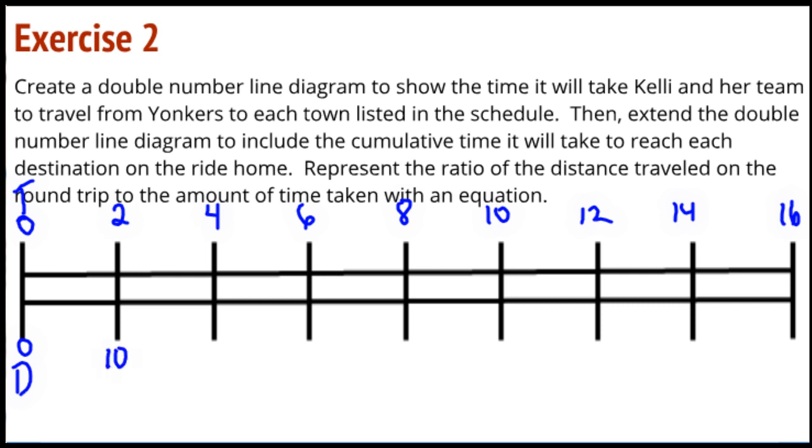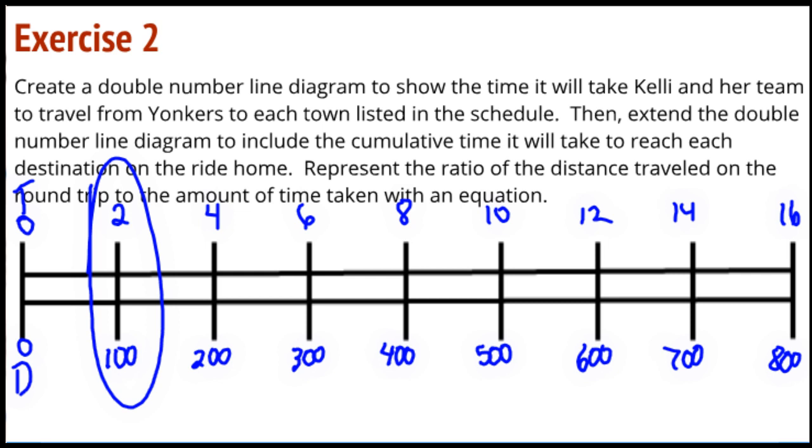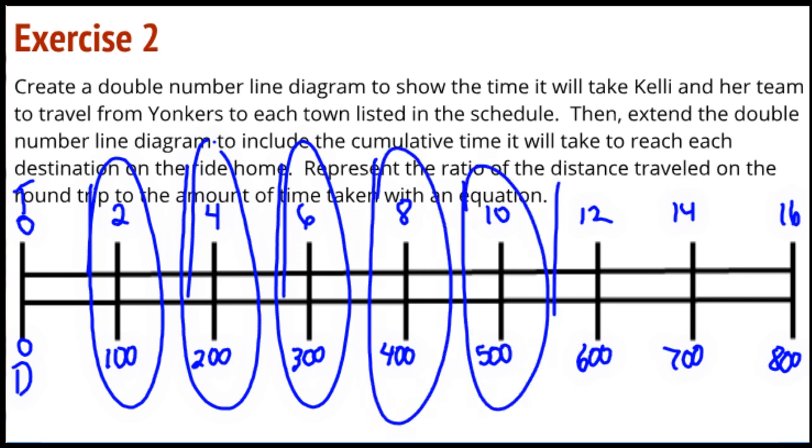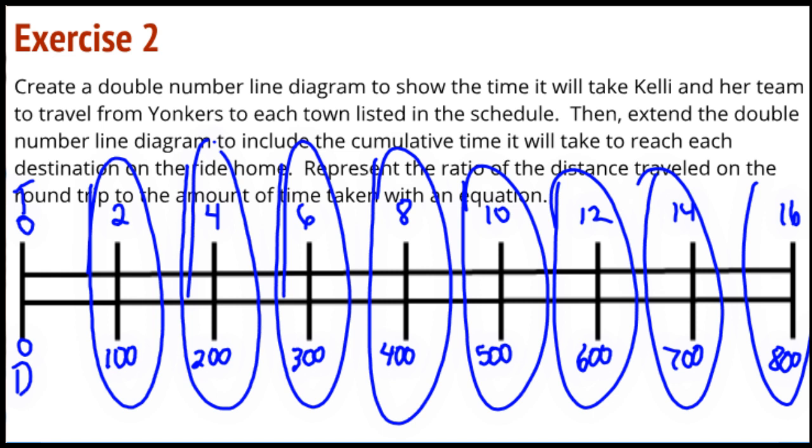After 2 hours, we had traveled 100 miles. 200, 300, 400, 500, 600, 700, and 800. So now I've taken my table of equivalent ratios and I have transferred it to a double number line. And I've still got my ratios here. 2 hours is equal to 100 miles. 4 hours is 200 miles. 6 hours is 300. 8 is 400. So there's all my ratios lined up together on the double number line.